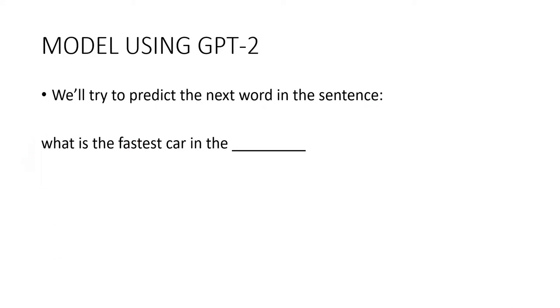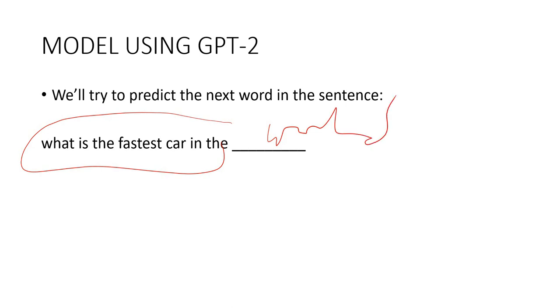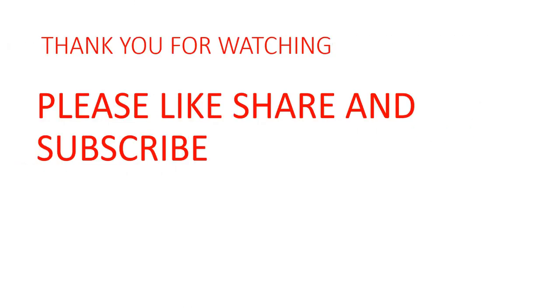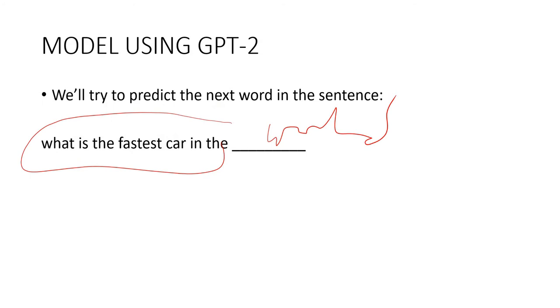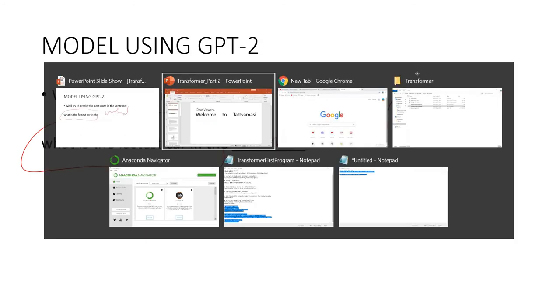So here, for example, in our model, if we give the sentence, what is the fastest car in the, then it will predict the next word. That's what our program does. You can do it with any other sentence as well. It will predict. I will show you the program.